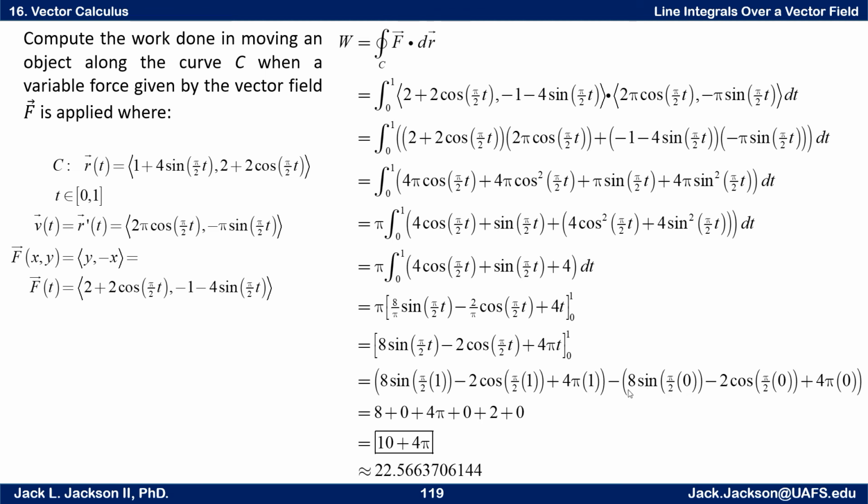Sine of 0 is 0, so that's a 0 term. Cosine of 0 is 1, so it's minus 2. That minus makes it plus 2. And of course that term's 0. 2 plus 8 is 10. So their answer is 10 plus 4 pi is the amount of work done. Or if we run that through a calculator, we'll get an approximation of 22.566, etc. that you see here.